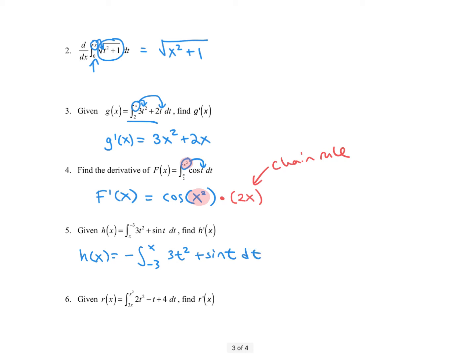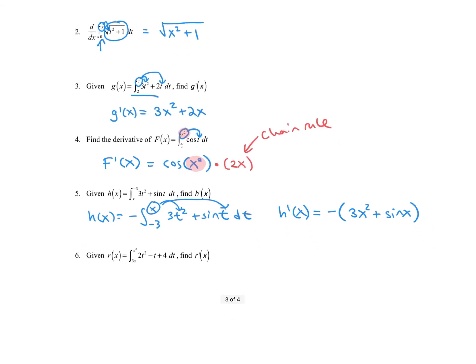And now when I take the derivative, h prime of x, the differentiation cancels the integral, but I keep that negative out front. I'm going to put a set of parentheses, and I plug the x in for the t in both places, and I get 3x squared plus sine of x. And that negative is out front of the set of parentheses. You could also distribute it.